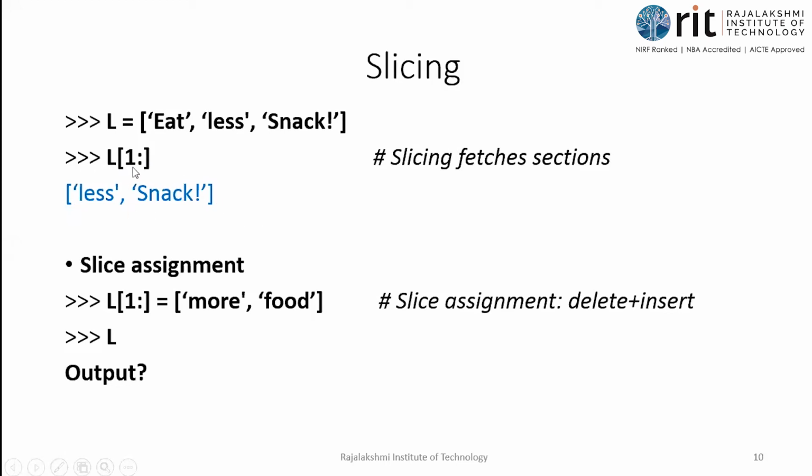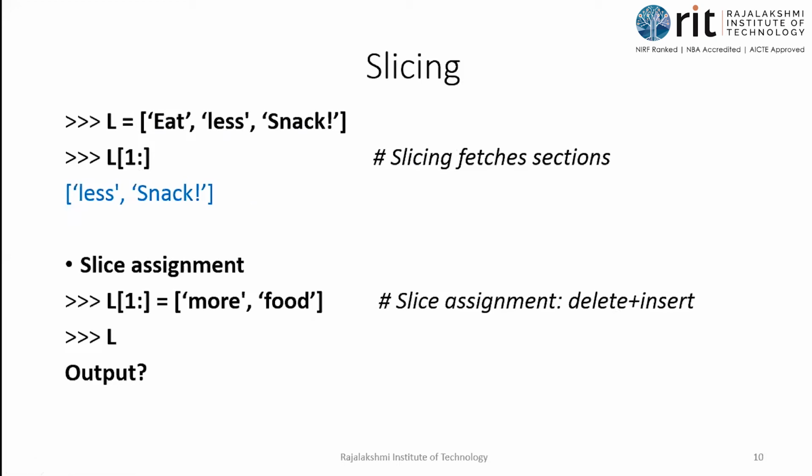If I have empty colon empty, it means it is the entire list. Here I put 1 colon empty, which means it should start from index location 1 and go till the end of the list. This is how you fetch the portion of the list. Instead of picking one particular value, you can pick the portion of the list this way. And list assignment. So here it is just printing the portion of the list.